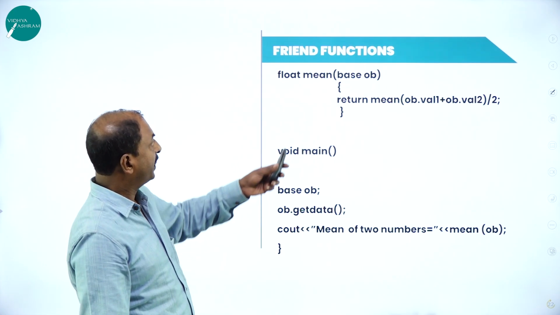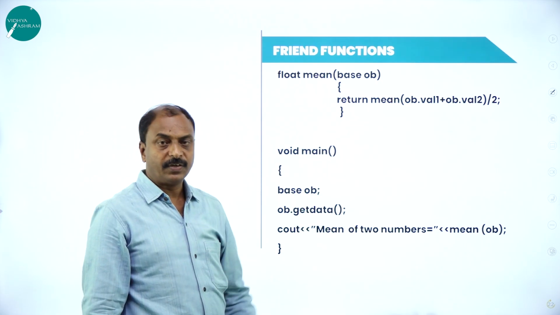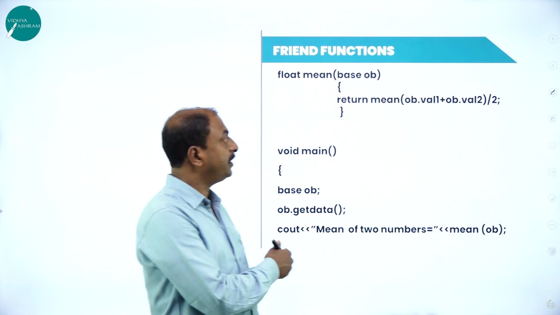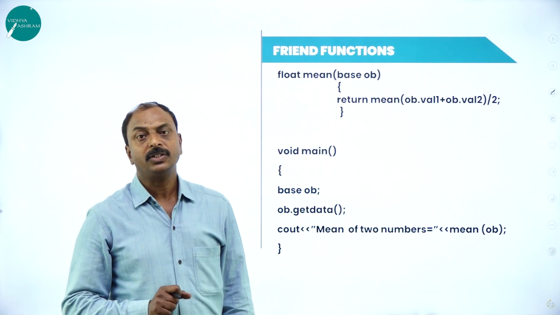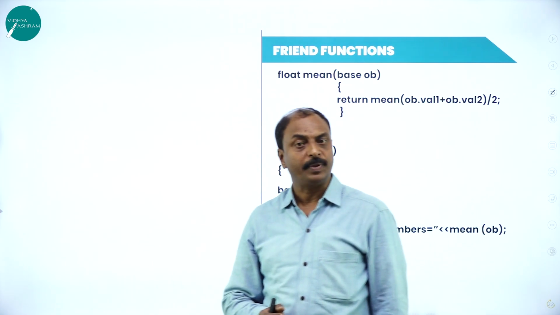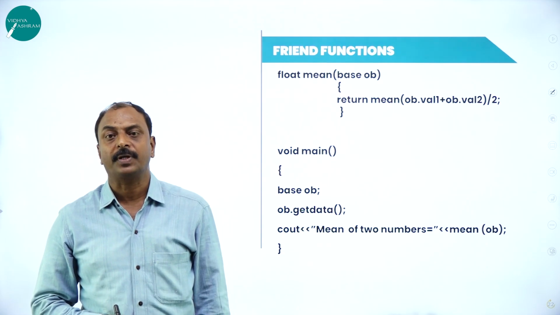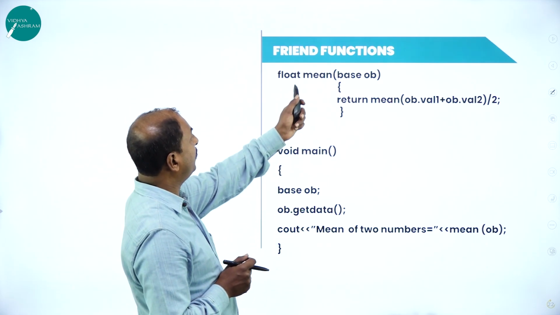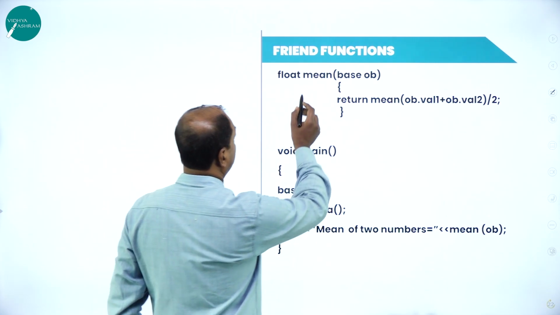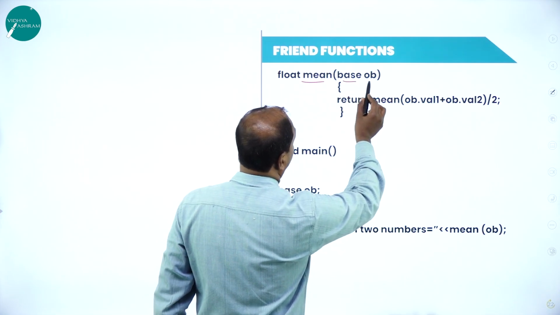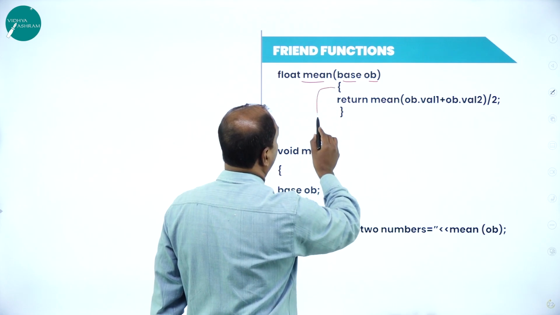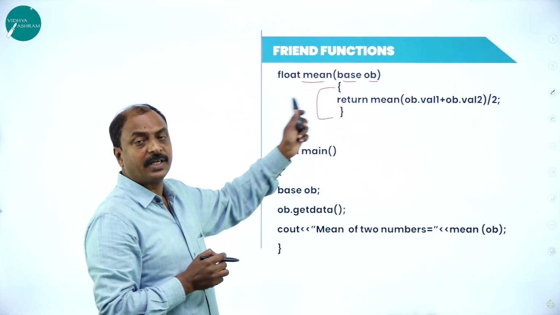Next one is the friend function definition. The function definition must be outside the class, and here, as we have seen, we are not supposed to use any reserved word like friend, and also we are not supposed to make use of two colons, that is the scope resolution operator. So directly we are defining the function outside the class. Float mean is the name of the function, base is the name of the class, ob is the object name. And here is the statement. This is the function definition.